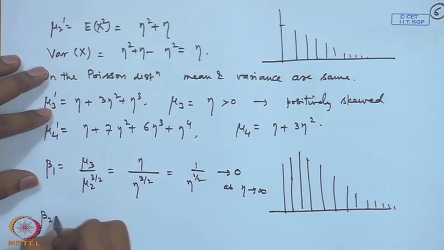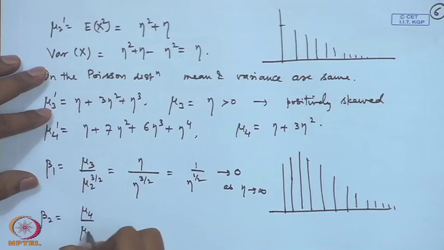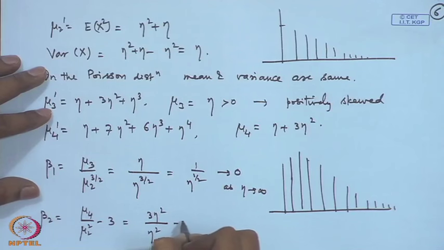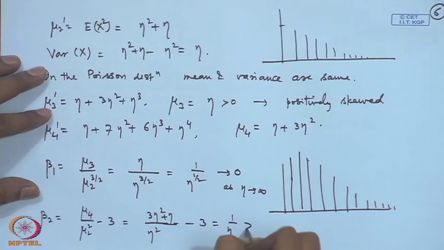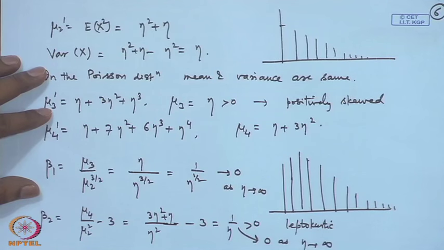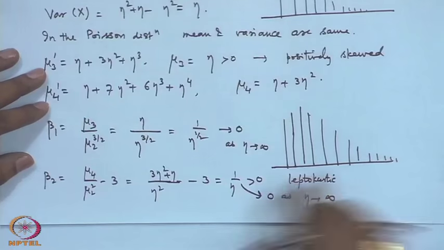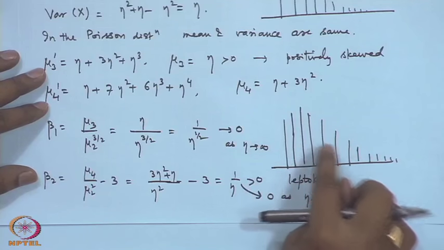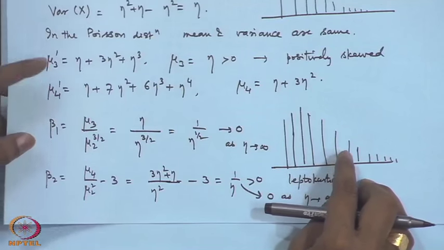Similarly, we can consider beta 2, that is mu 4 by mu 2 square minus 3, then that is equal to (3 eta square plus eta) by eta square minus 3, that is equal to 1 by eta, which is positive. So, peakedness is more, that means it is leptokurtic, but again this goes to 0 as eta tends to infinity. That means, if the rate parameter increases or the mean increases, then the distribution tends to the normal shape.